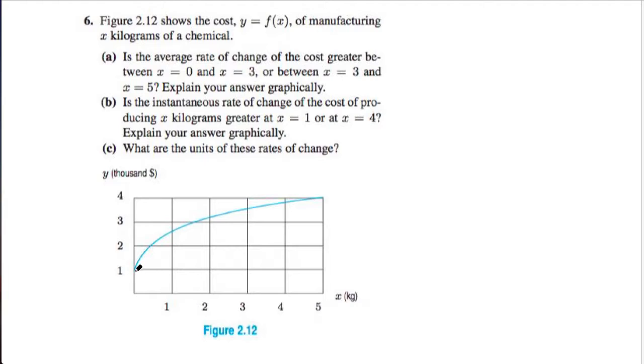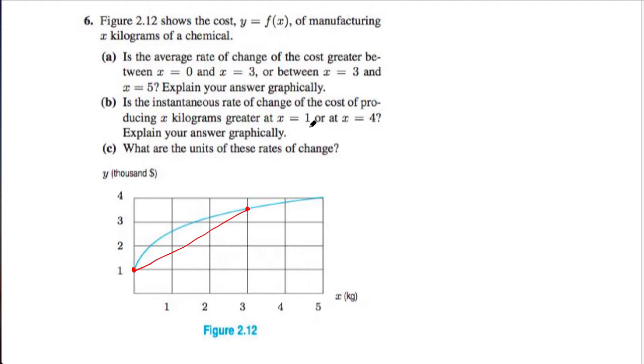So if I look at the 0, my y value is right here. And at x equals 3, it is approximately right there. And the average rate of change is just the slope of the line that connects these 2 points. So my average rate of change will just be the slope of this line.